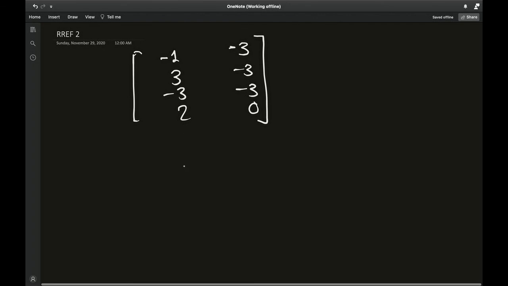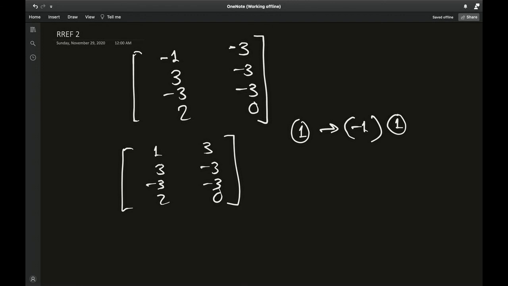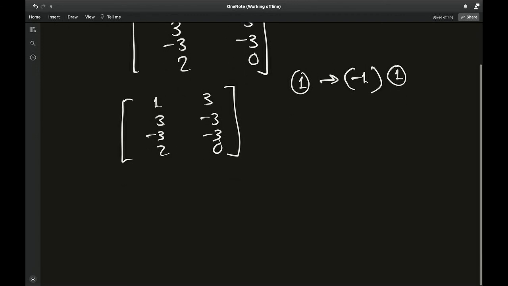Okay, now we are going to convert this into RREF. So what I'm going to do is take row 1 and change it to -1 times itself. We get rid of the negative sign here: 1 3 -3 2 3 -3 -3 0. Now we got a 1 in the pivotal position. Now let's eliminate all these other numbers, change them to zeros.